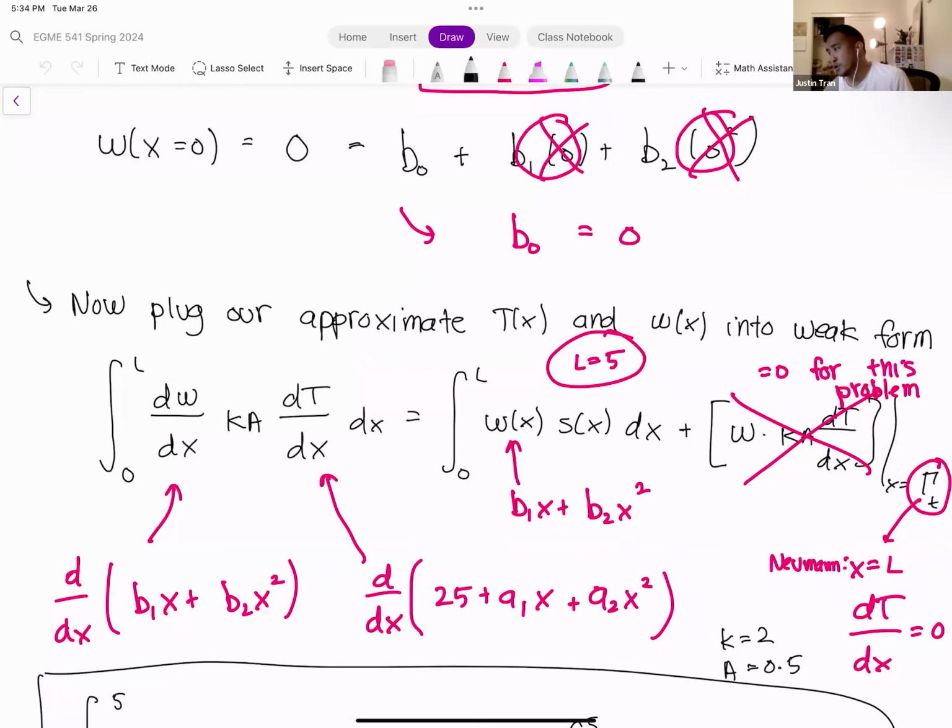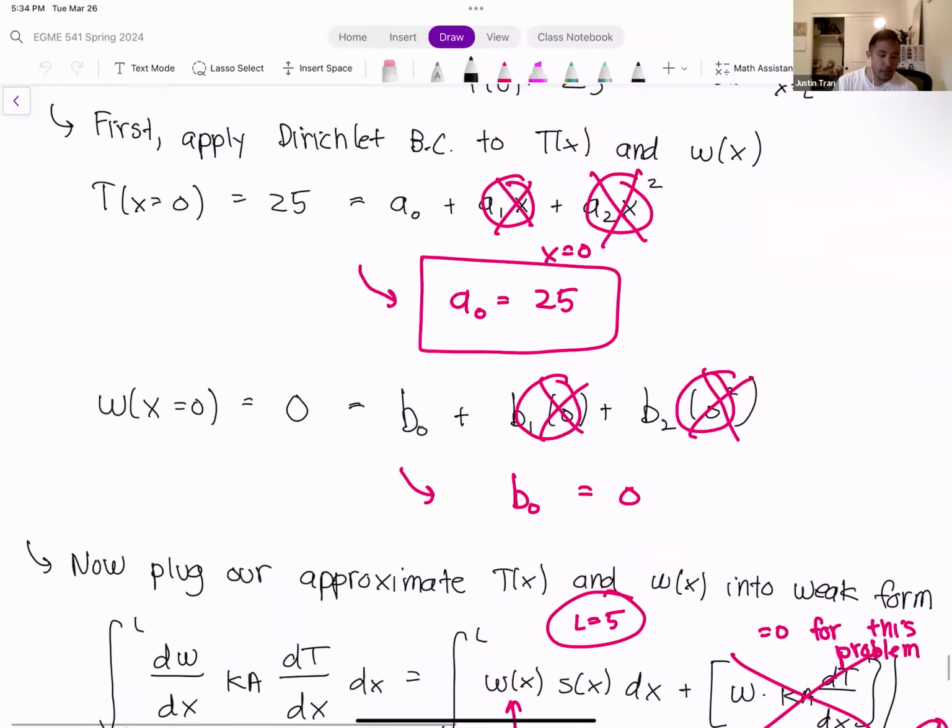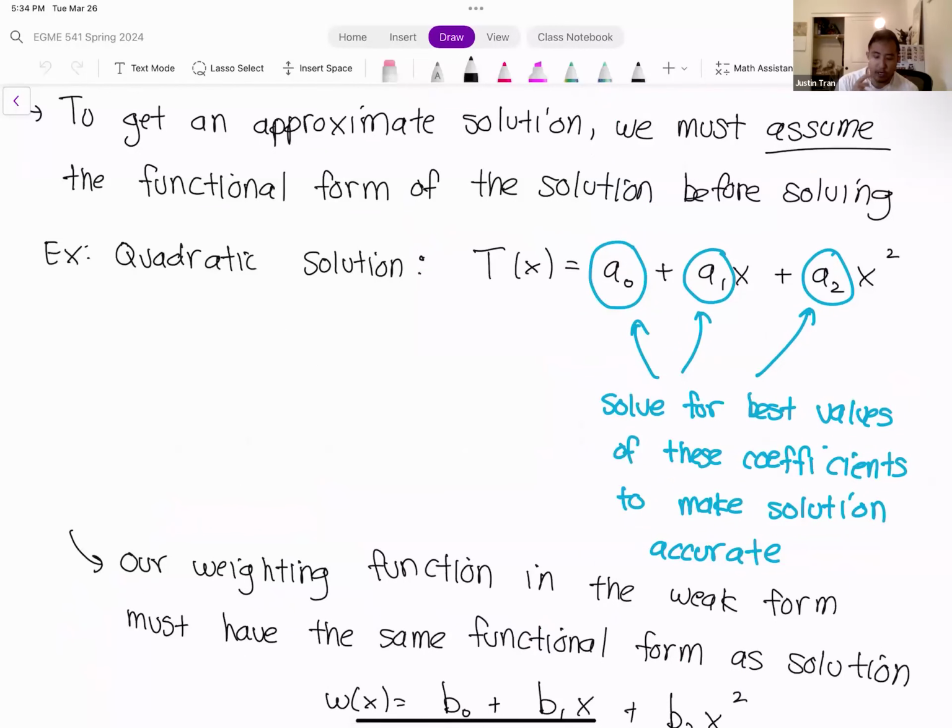So you can assume a form of the solution beforehand, plug it into this equation, and then get an approximate solution from there, okay? So that's what we are in the middle of doing in this problem here. We had our differential equation. What we said is that we're going to assume a quadratic solution, so our solution takes the form of a quadratic function: a0 plus a1x plus a2x squared, okay?